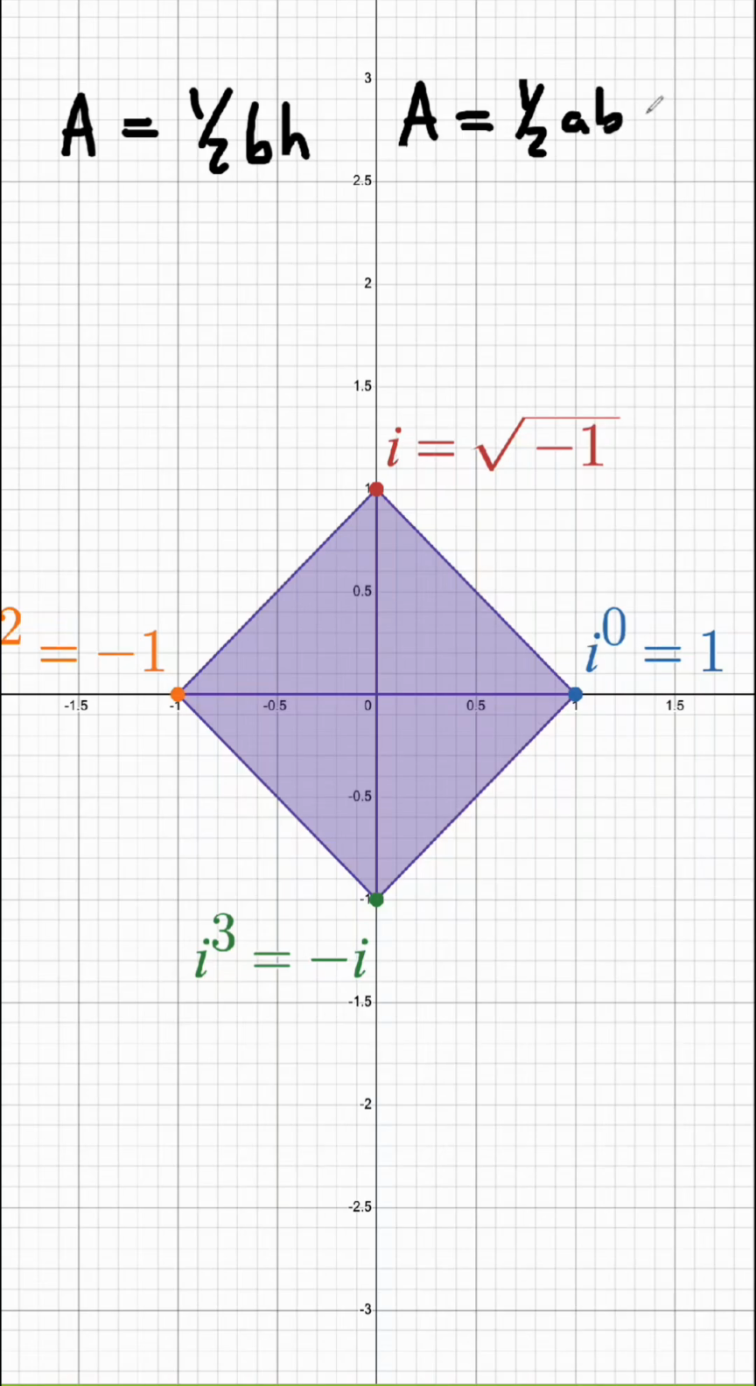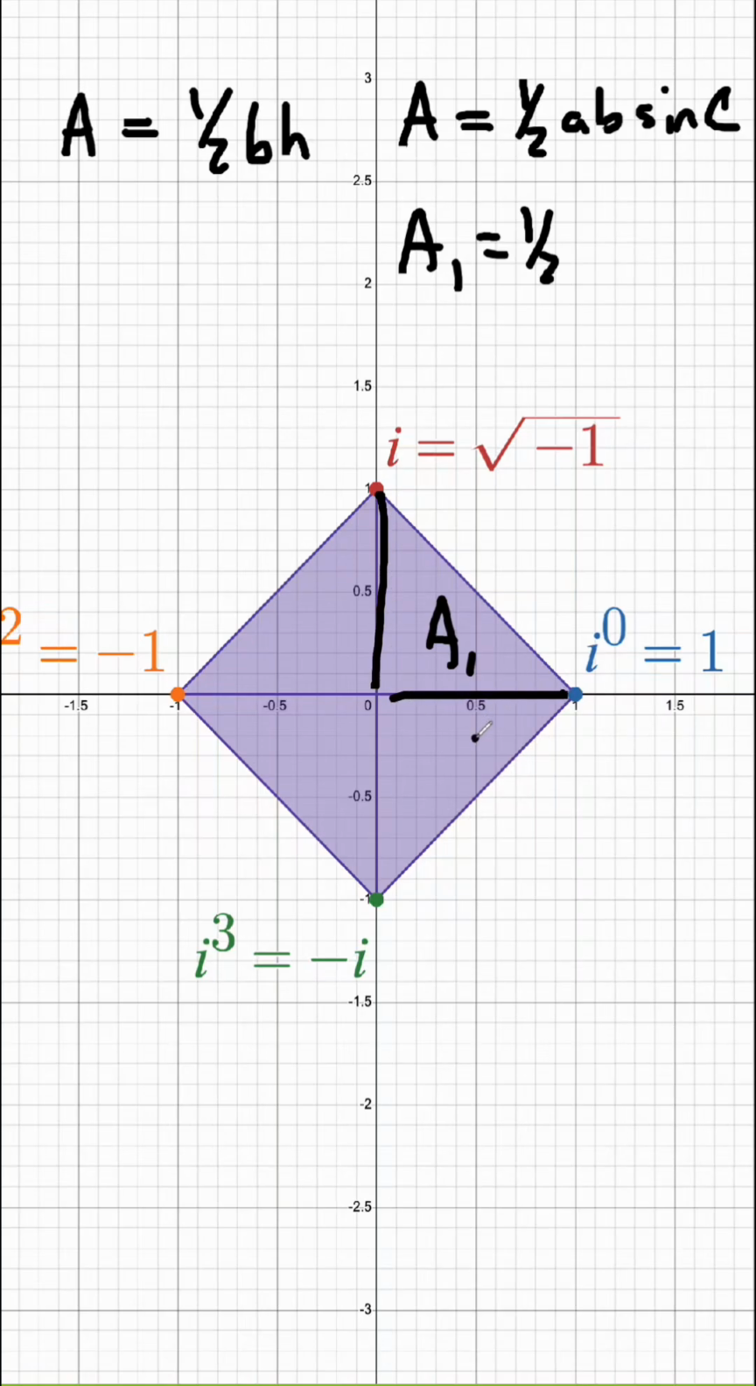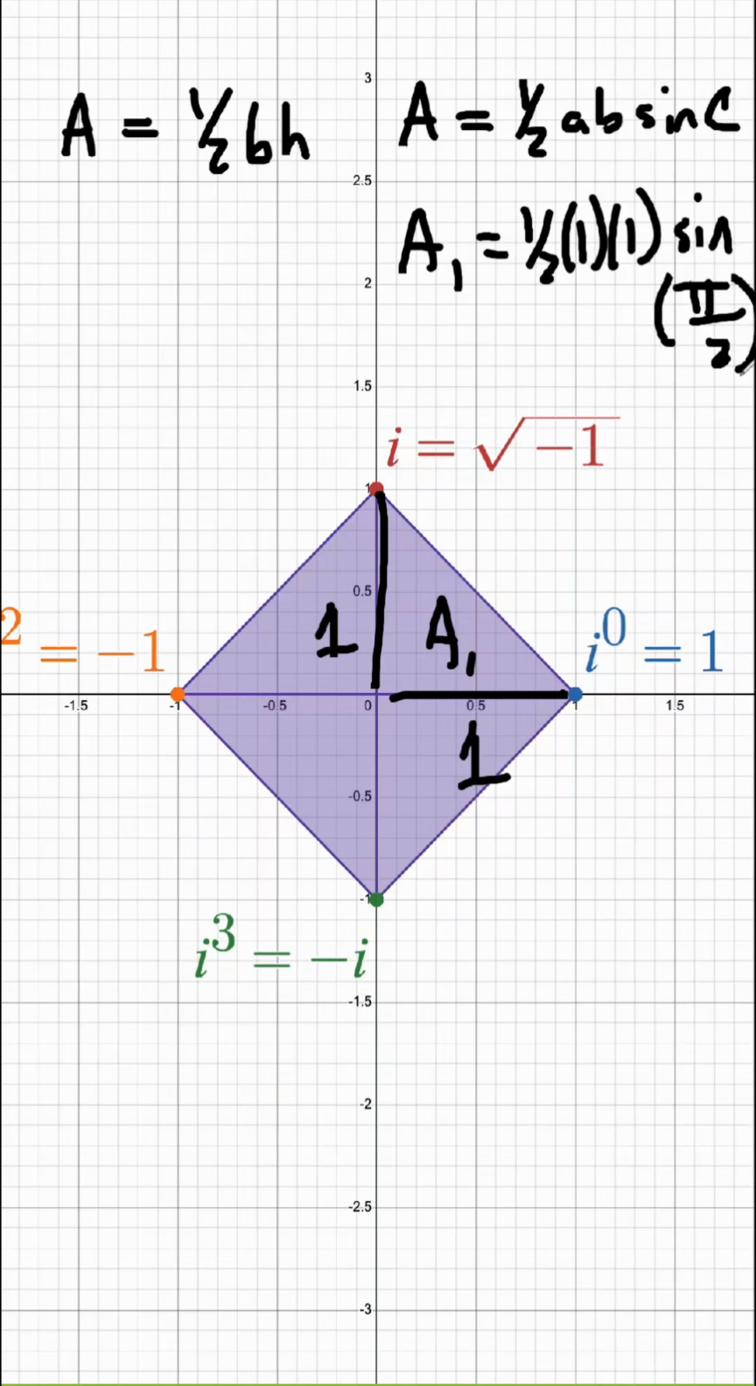But there's another formula that's less frequently used, which is A equals 1/2 ab sine C, which is that if we know 2 sides of a triangle and the angle between those 2 sides, we can calculate the area of that triangle. So the area of the first triangle is equal to 1/2. Each of the sides of that triangle here and here is 1, so we get 1 times 1, and then we take the sine of the angle between them, which is 90 degrees, or pi over 2. We'll put pi over 2 here in radians, because this will become useful later.